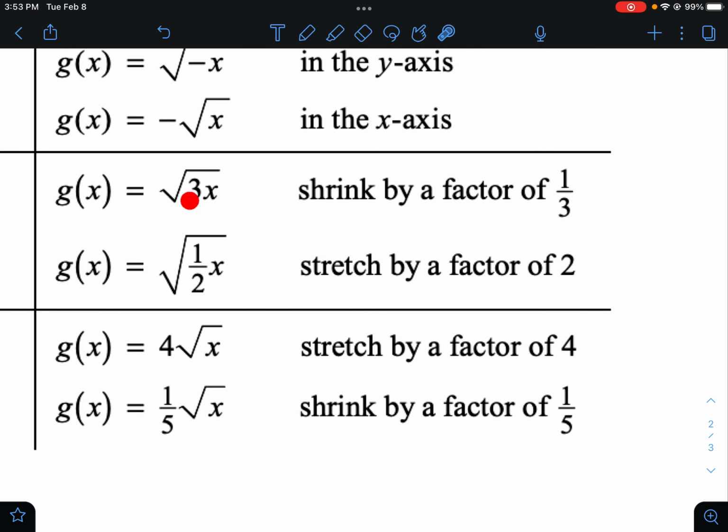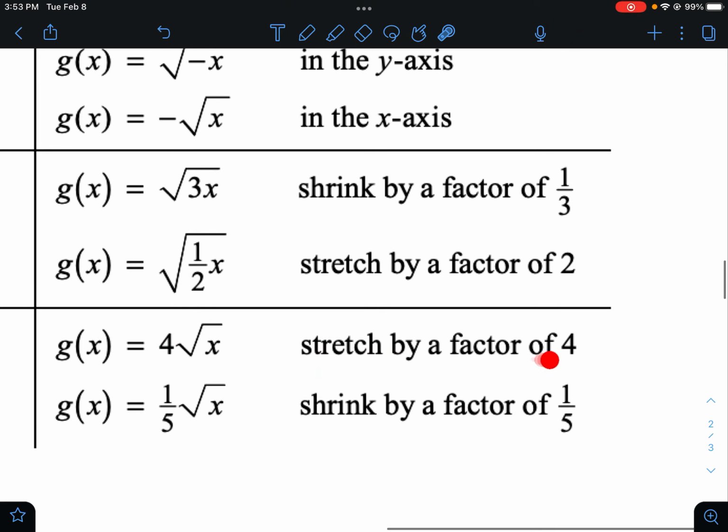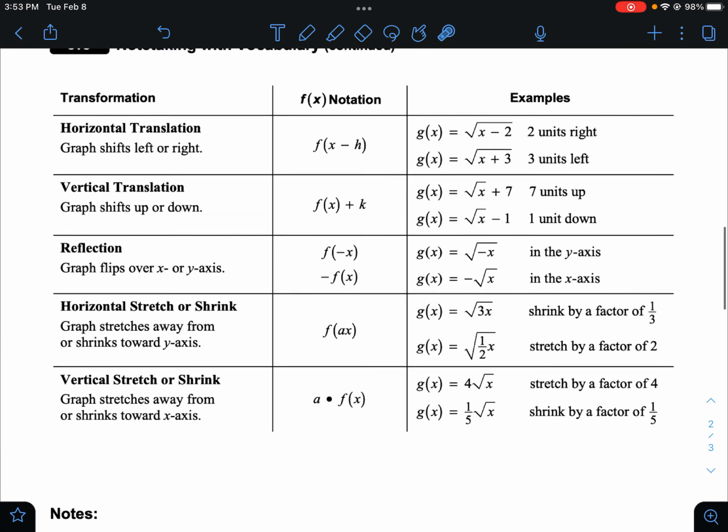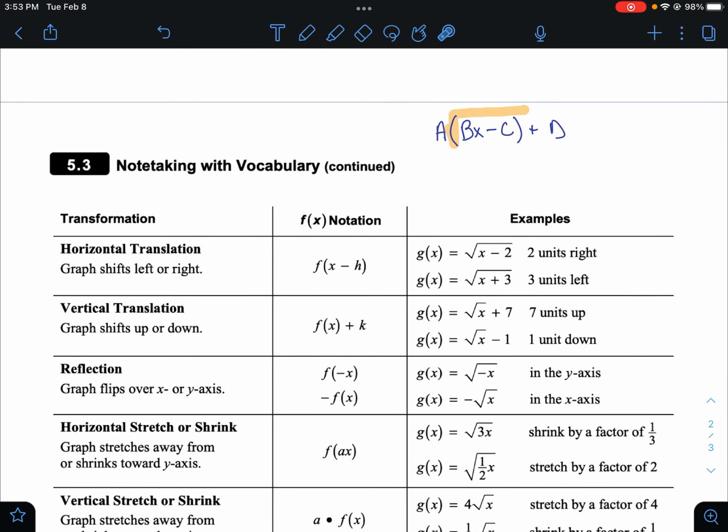And then, again, you're not going to have a number here, but this is horizontal stretching and shrinking. We're going to focus on the numbers on the outside. Remember, if the number is greater than 1, we have a vertical stretch by a factor of 4. If the number is less than 1, or a fraction or a decimal or something like that, then it is a vertical shrink by that factor. And so, again, same thing.